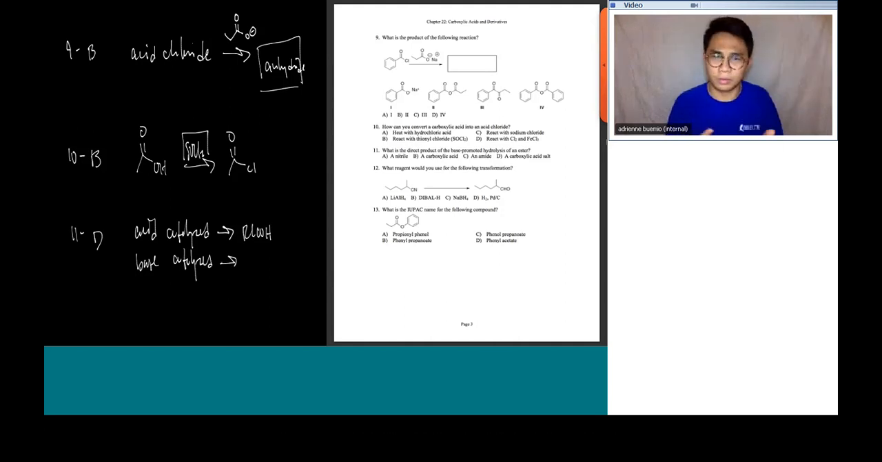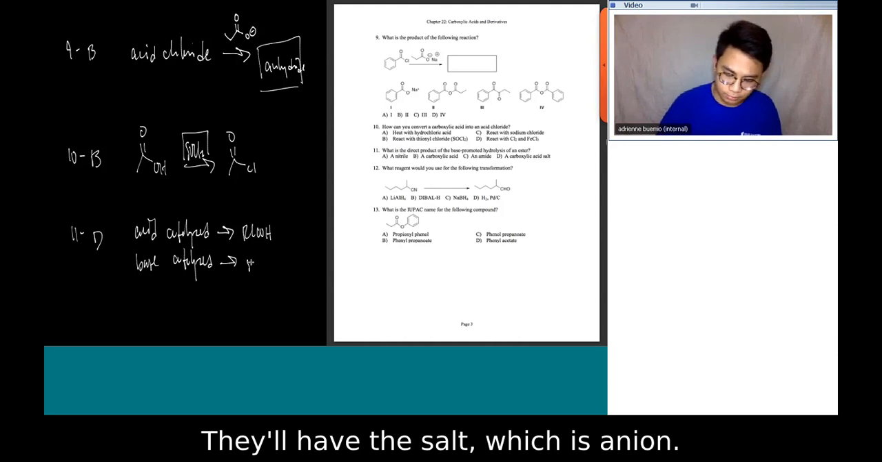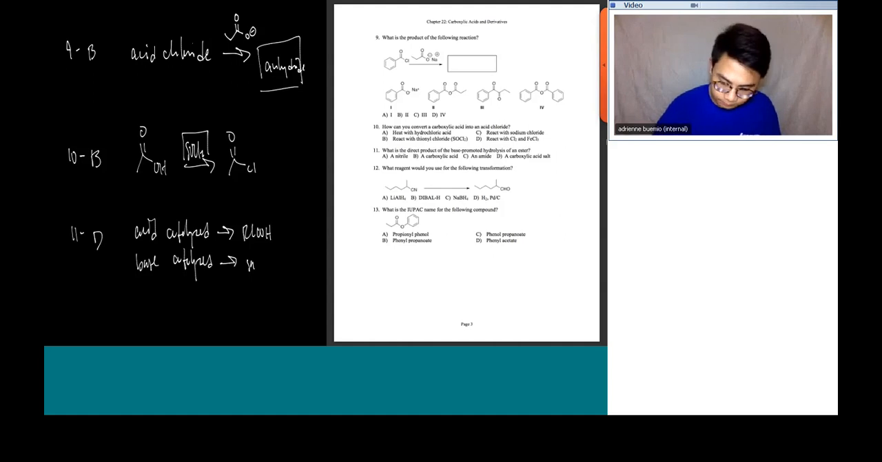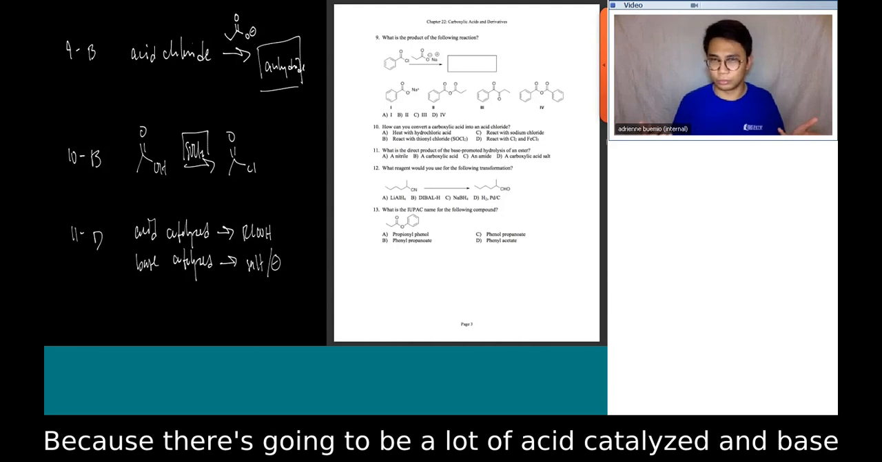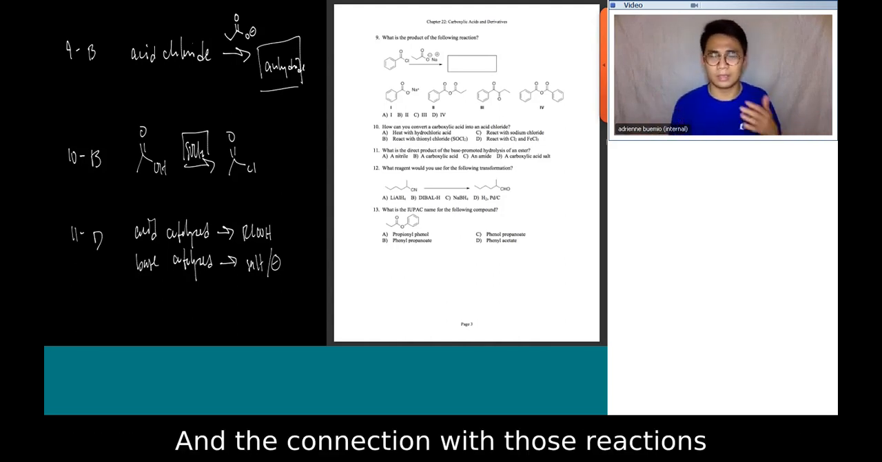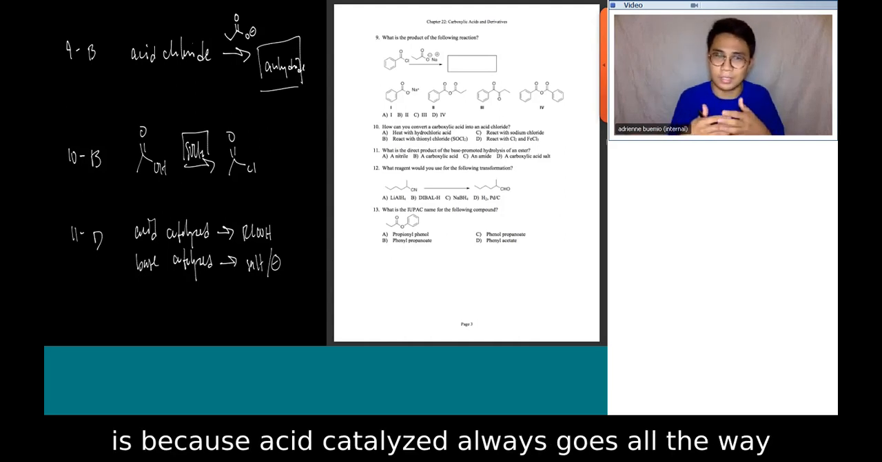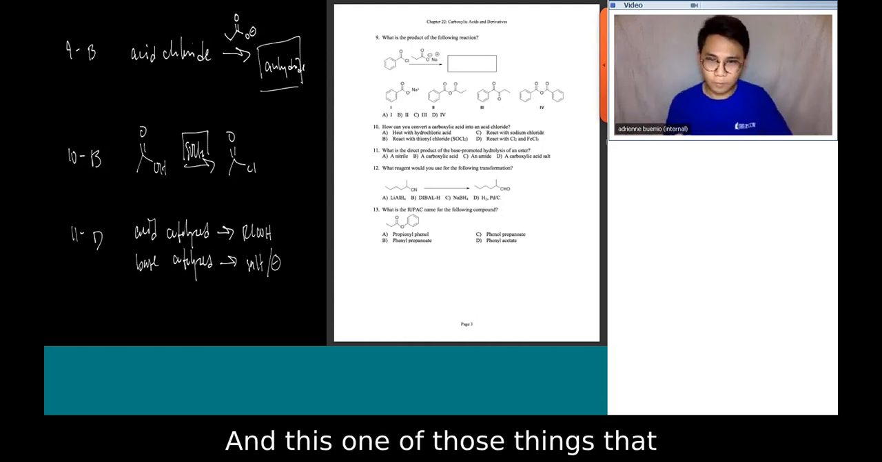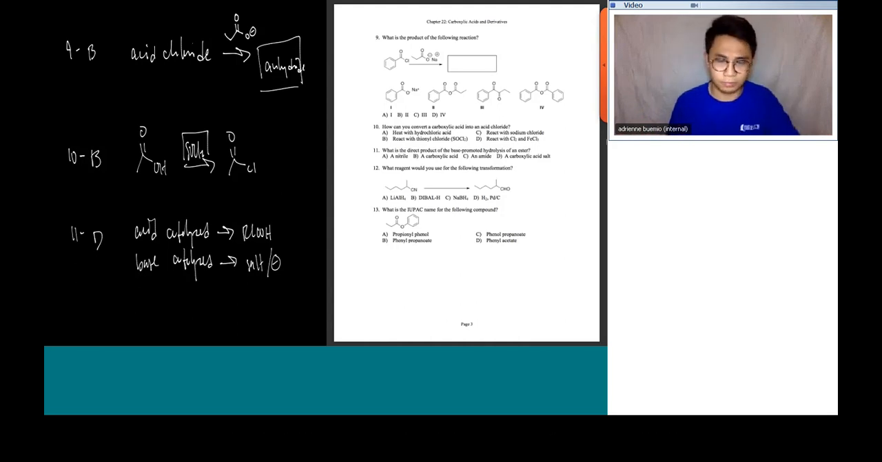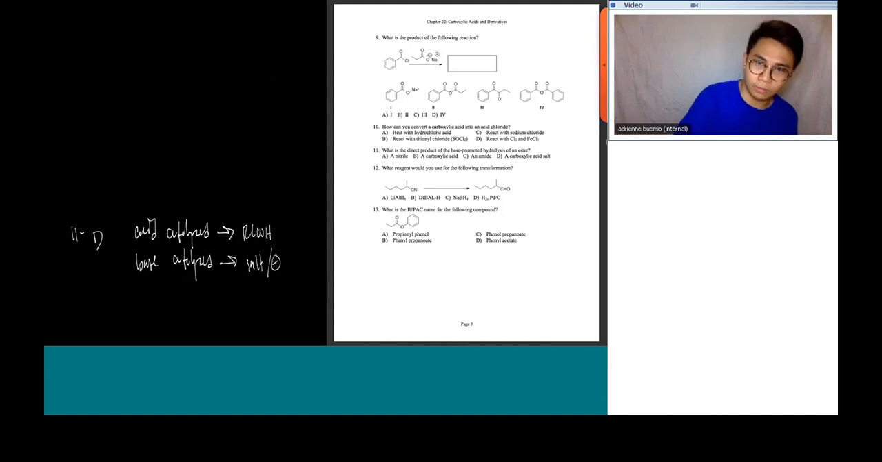Base catalyzed usually has an intermediate, you have the salt, which is that anion, so a negative charge. Just as a general rule, because there's going to be a lot of acid catalyzed and base catalyzed reactions: acid catalyzed always goes all the way to carboxylic acid, while base catalyzed stops at the salt. And that's just one of those things that are the same for everything, pretty much.